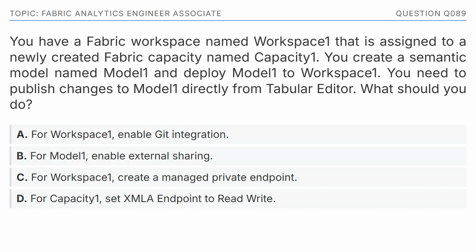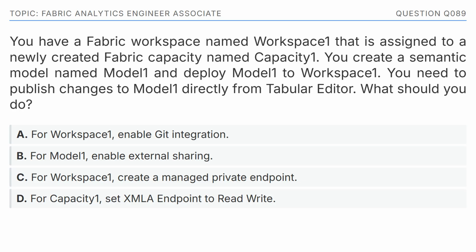You have a Fabric workspace named Workspace 1 that is assigned to a newly created Fabric capacity named Capacity 1. You create a semantic model named Model 1 and deploy Model 1 to Workspace 1. You need to publish changes to Model 1 directly from Tabular Editor.